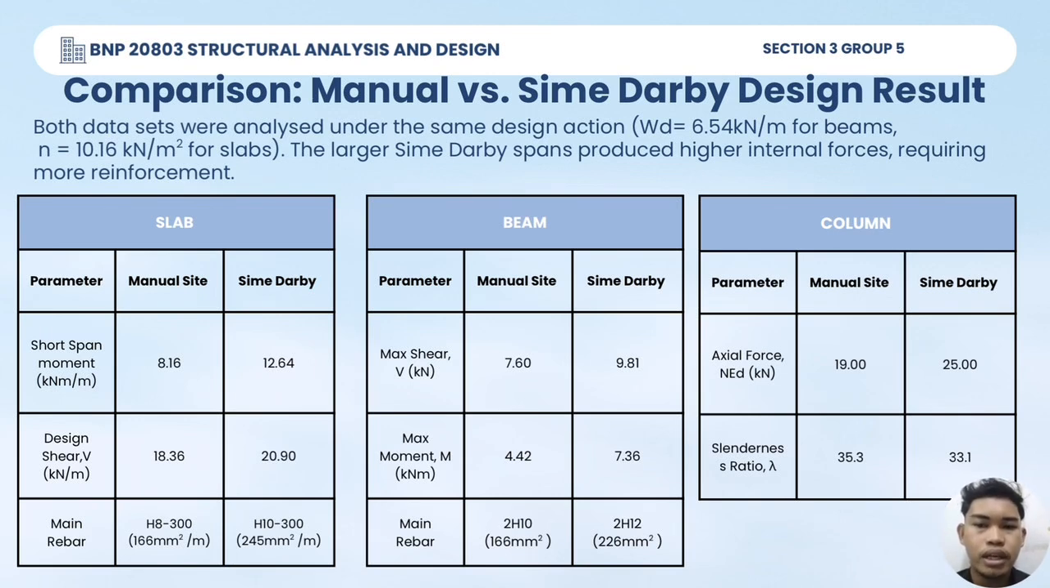Okay, next, I will explain about the comparison between manual versus standard design result. Both data sets were analyzed under the same design action. WD equals 6.54 kN per meter for beams and N equals 10.16 kN per meter square for slab. The larger standard span will produce higher tensile force that requires more reinforcement.